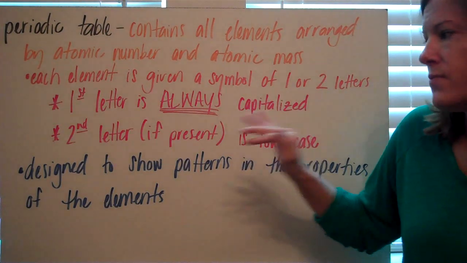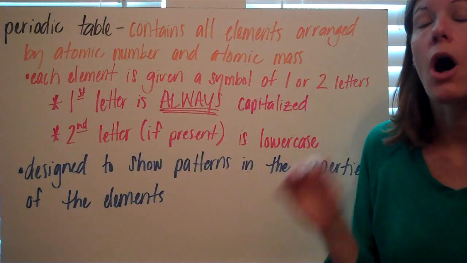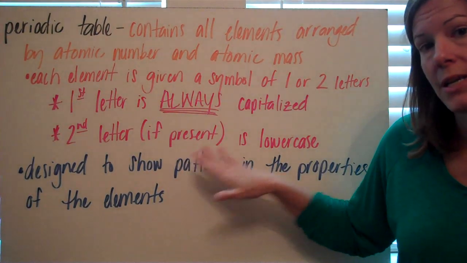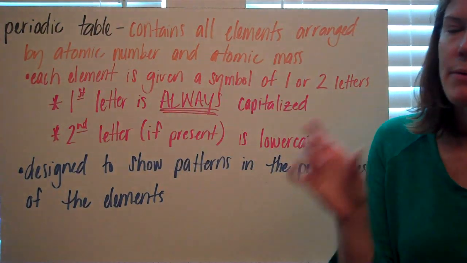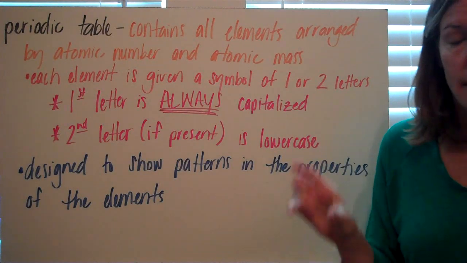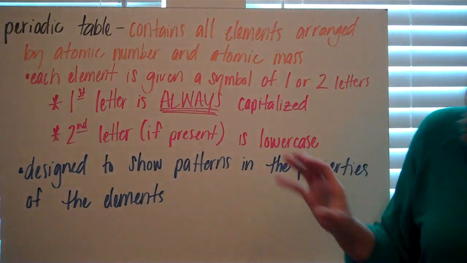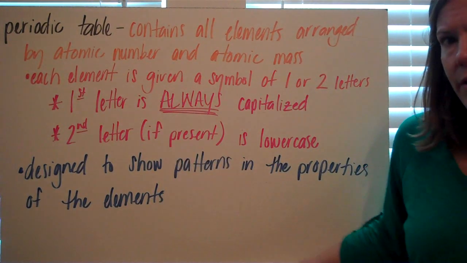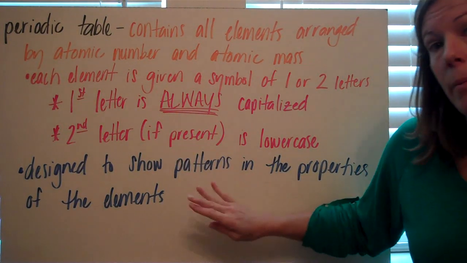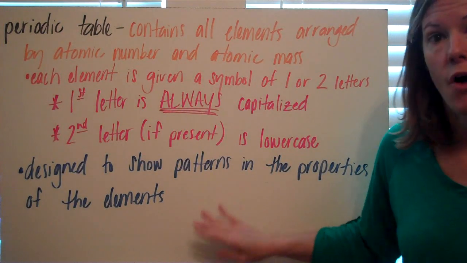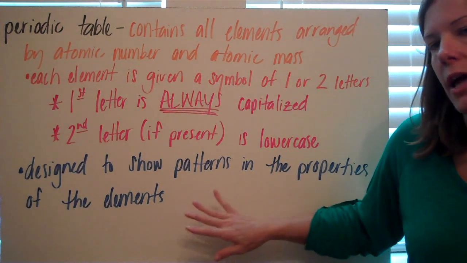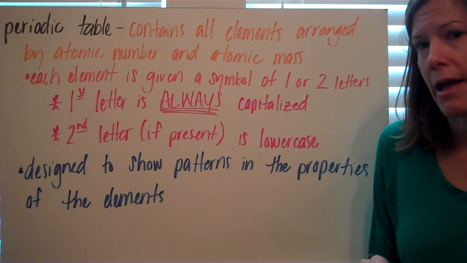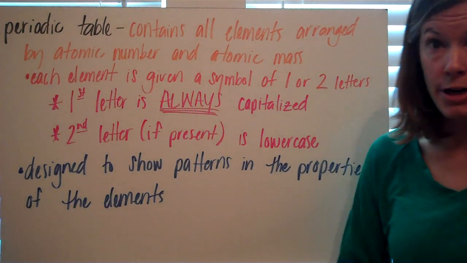When you're writing it, it's very important: the first letter is always, always, always capitalized. The second letter, if there is one, is always going to be lowercase. That way we can distinguish where one element ends and the next one begins. And like I said, the periodic table itself, the entire thing, is designed to show patterns of properties of all the elements. So you can look at the periodic table and figure out the basic properties that an element is going to have based on where it is on the periodic table.